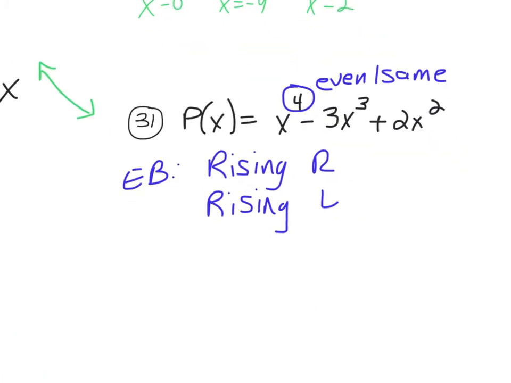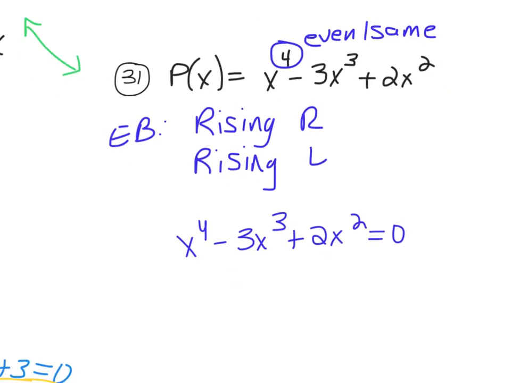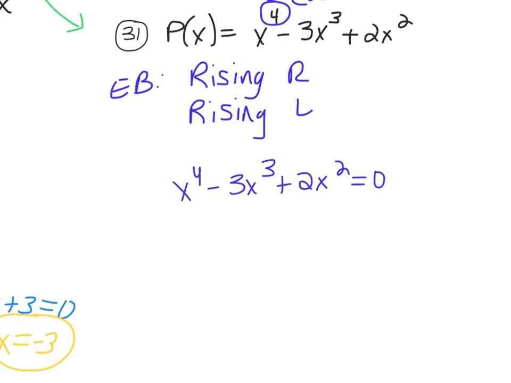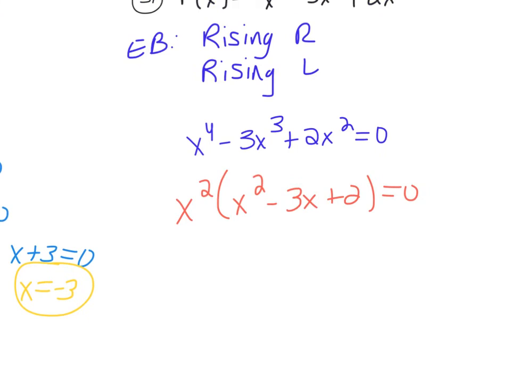All right, so now we're going to say x to the 4th minus 3x cubed plus 2x squared equals 0. I'm glad this problem came up. What do they all have in common? X squared. Take out that x squared. You're left with x squared minus 3x plus 2 equals 0. You all with me? All right, so I have x squared. Are there factors of positive 2 that will multiply to give me positive 2, but add to give me negative 3?